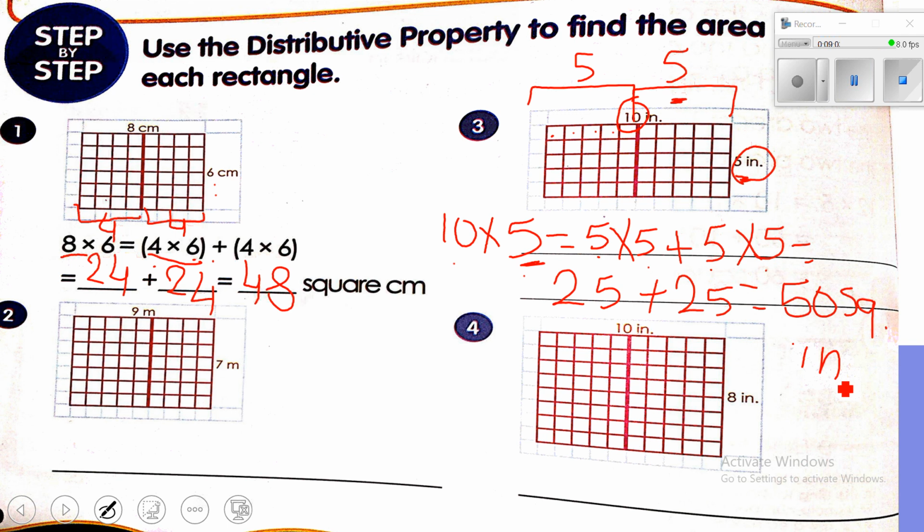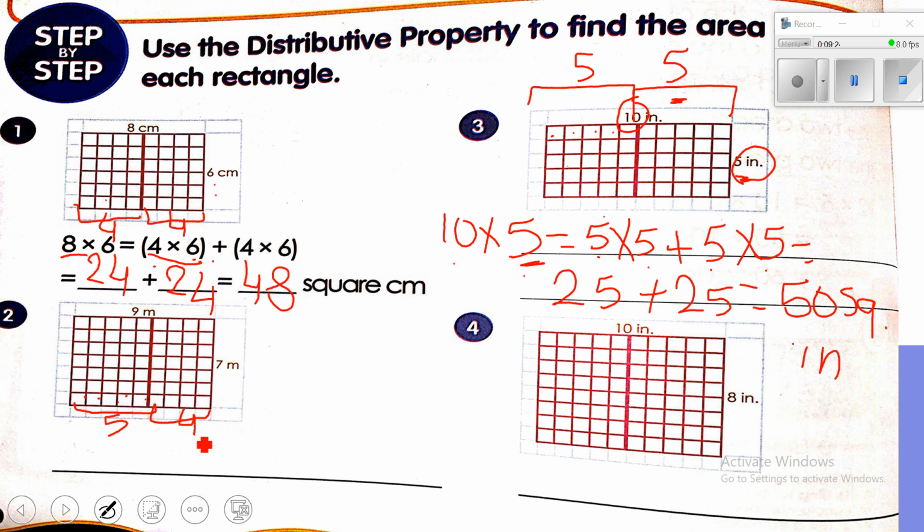Let's do the second one. I have to count how many parts is this and how many parts is this. Let's count the squares. Here is 1, 2, 3, 4, 5. For sure the other part will be 4. And I will start my work.